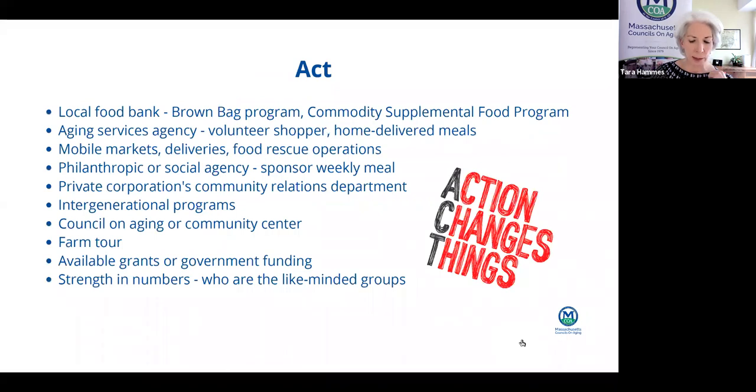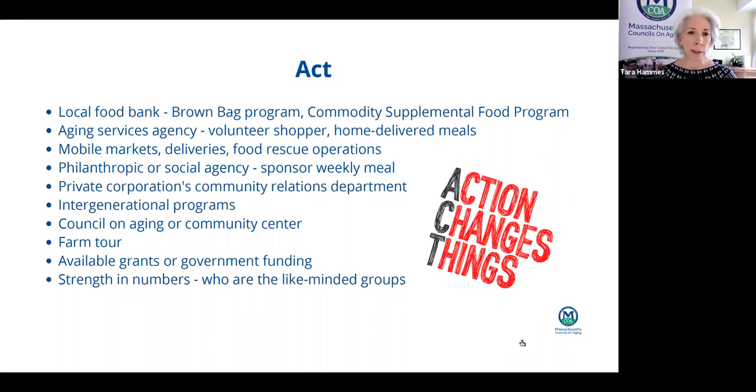And so the last piece is really to act. We really want folks to consider partnerships. Can you work directly with your local food bank? Can you work directly with your aging services agency? They may have volunteer shoppers. They may be the ones who have the nutrition contract and can provide those home delivered meals.